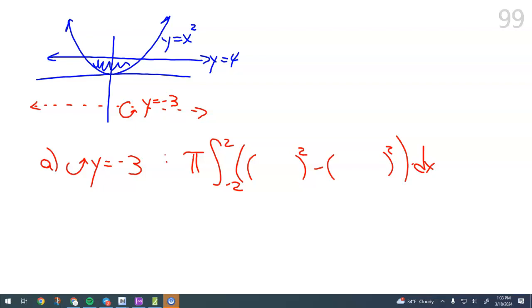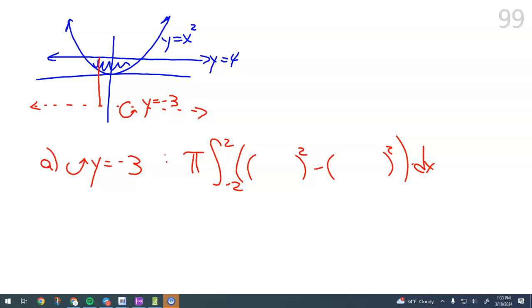So, what matters is the distance from the axis of revolution. So I start at the axis of revolution and I draw that line. Or maybe you don't need the line. But which equation's farther away is your y equals 4. And then what is that distance from y equals 4 to the axis of revolution?